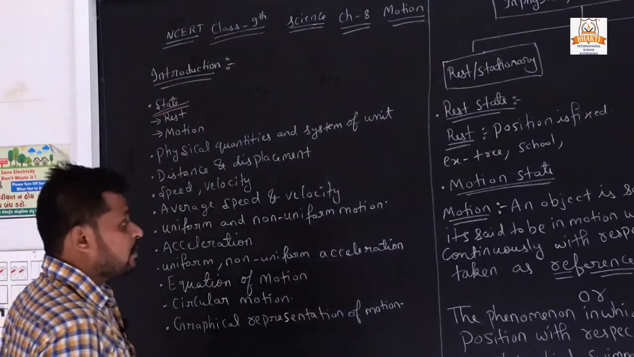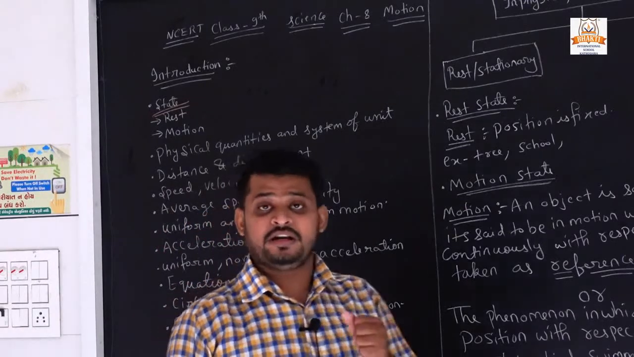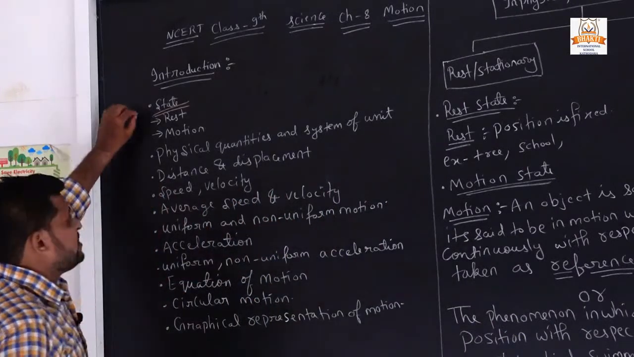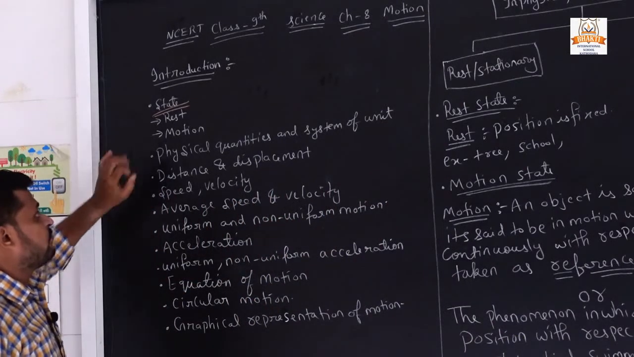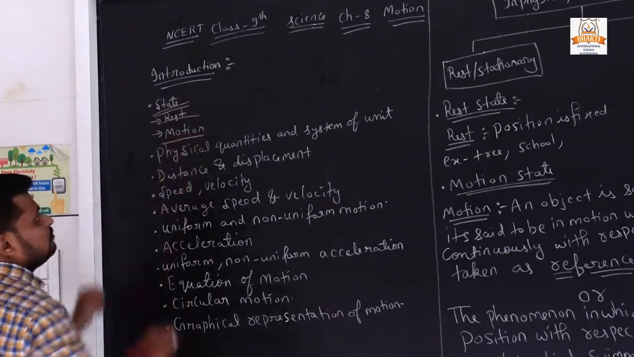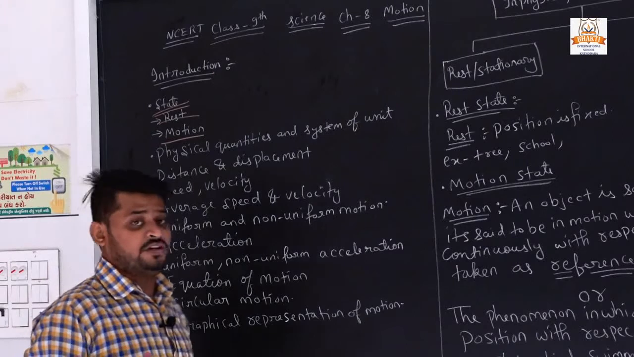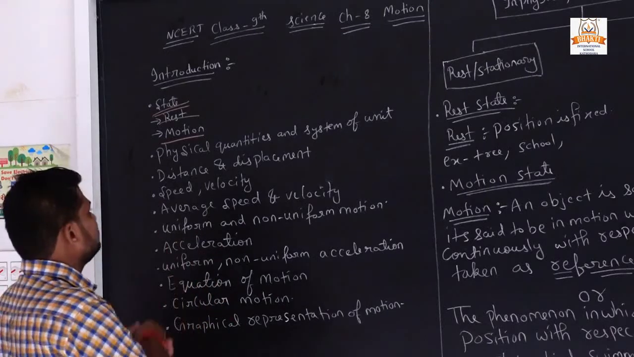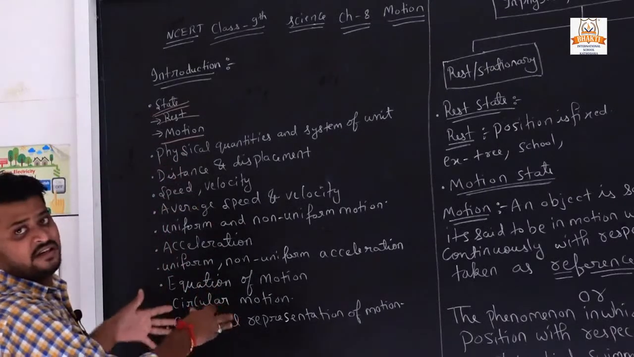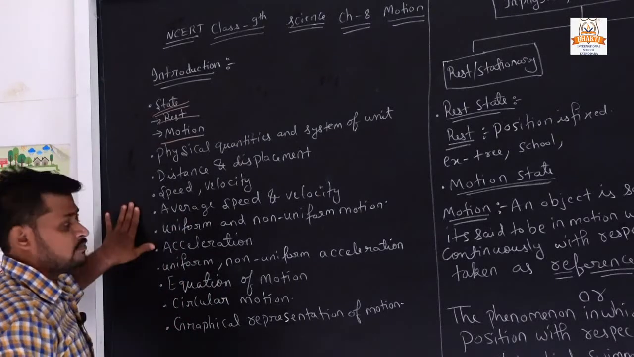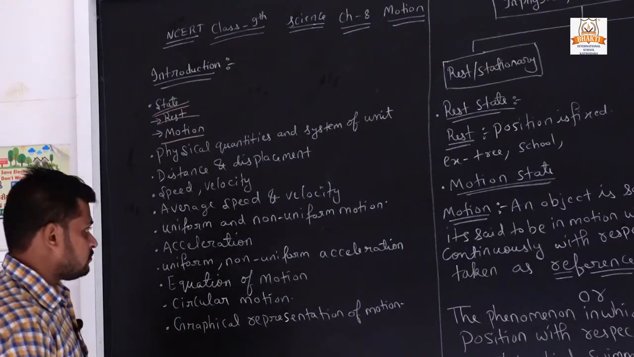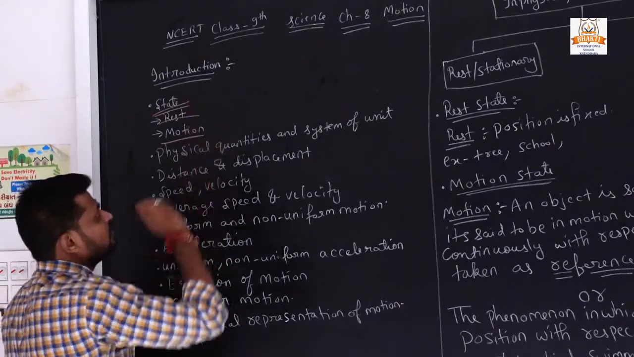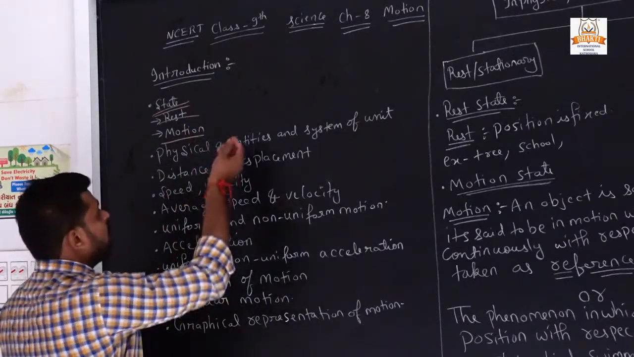What is state? In chemistry there are three states: solid, liquid and gas, right? But here in physics there are two types of state. One is rest and one is motion. What is rest? What is motion? We will study all the definitions of these terms when we discuss this point. First I will give you some introduction about rest and motion with an example.